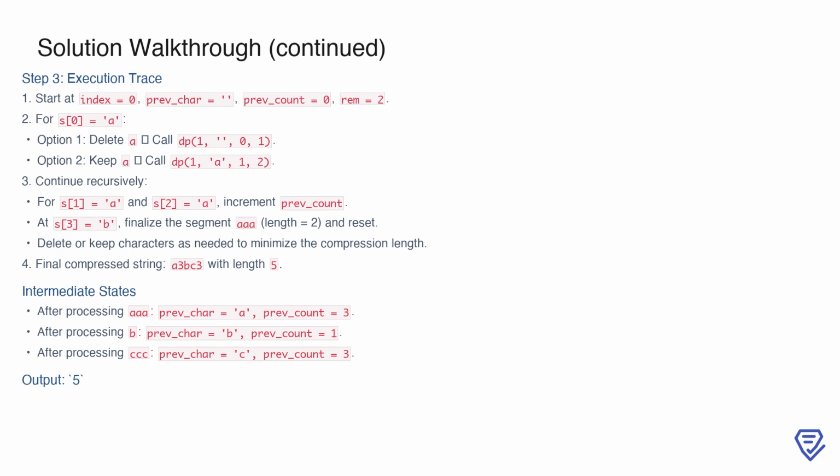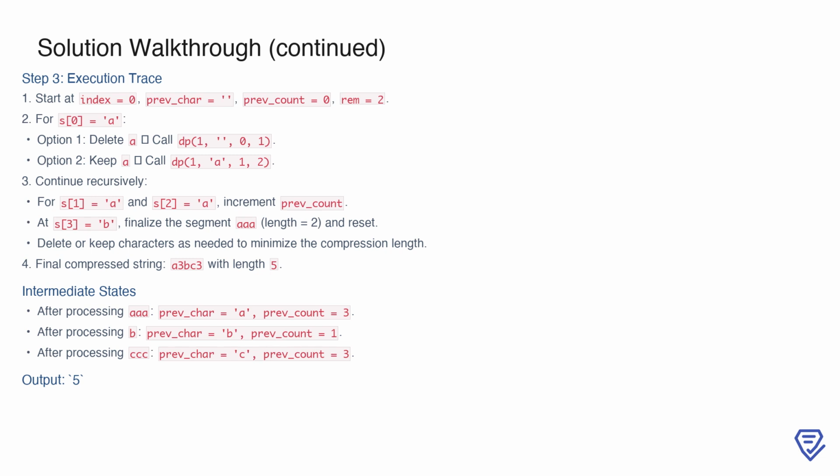At the first character, s[0] equals a, we have two choices: delete this character, which reduces the remaining deletions to 1 and calls dp(1, '', 0, 1), or keep it, which updates the previous character to a, sets its count to 1, and calls dp(1, a, 1, 2). As we progress, consecutive occurrences of a at s[1] and s[2] increment the count to 3. When we encounter s[3] equals b, the segment AAA is finalized with a compressed length of 2, and the process resets for the next segment.